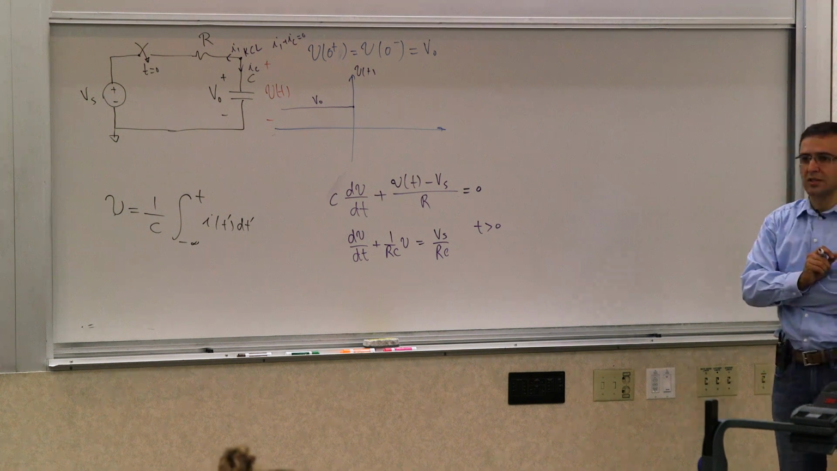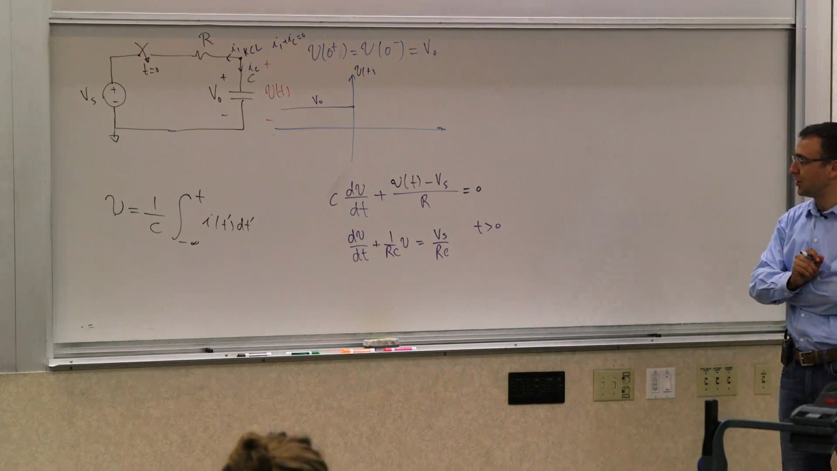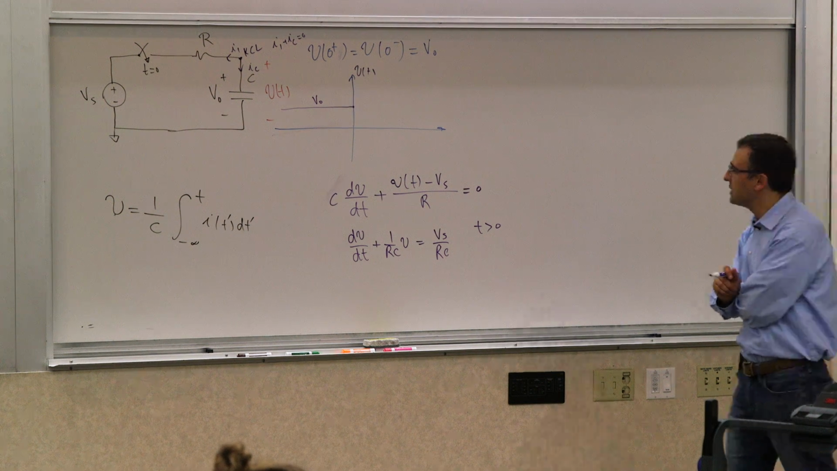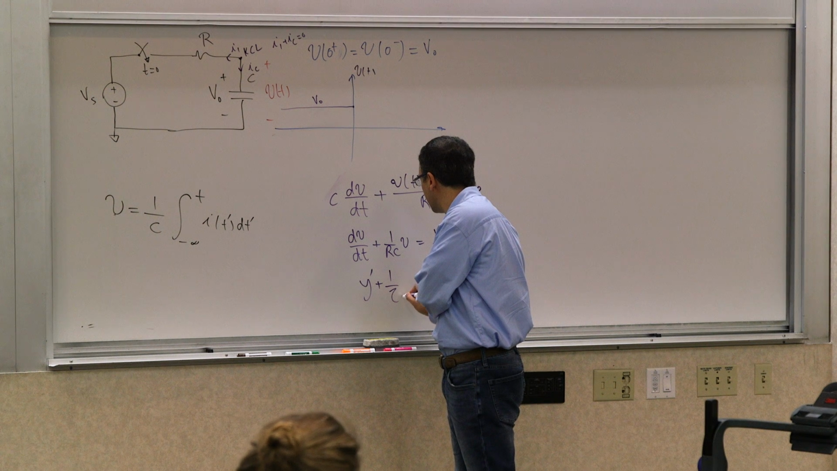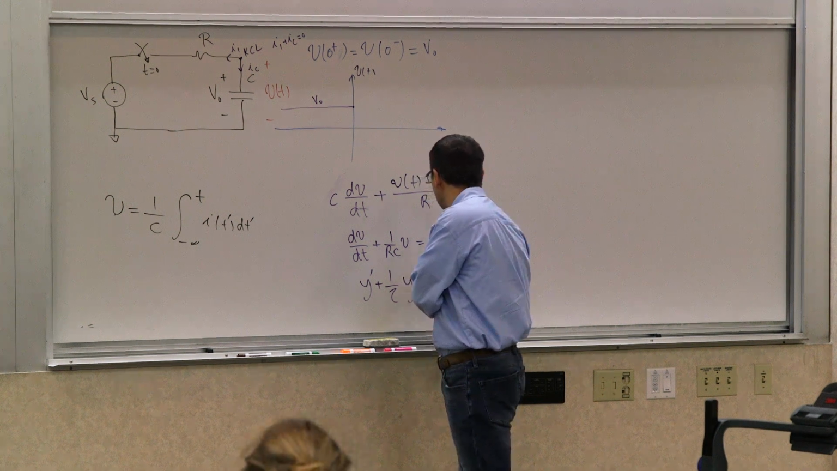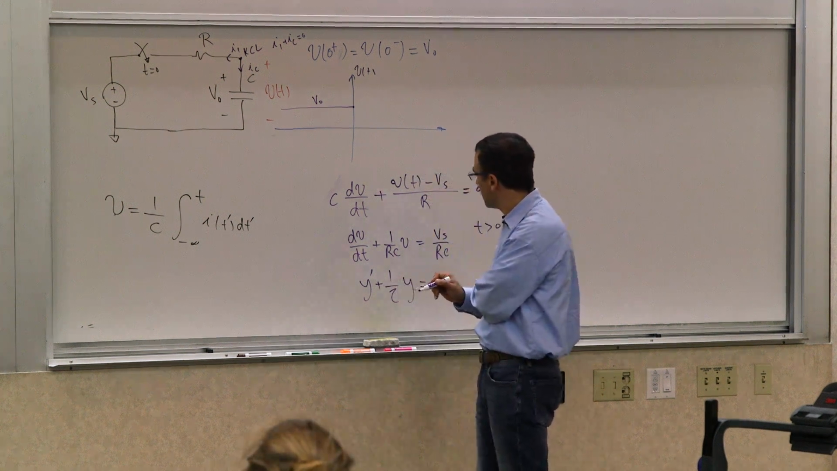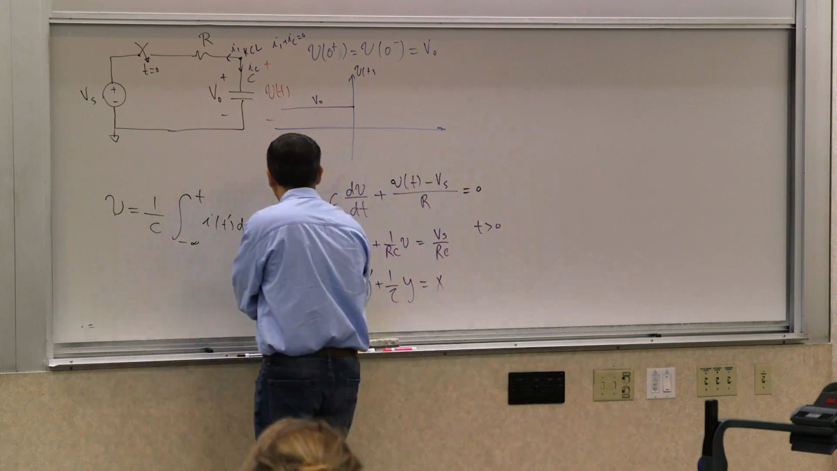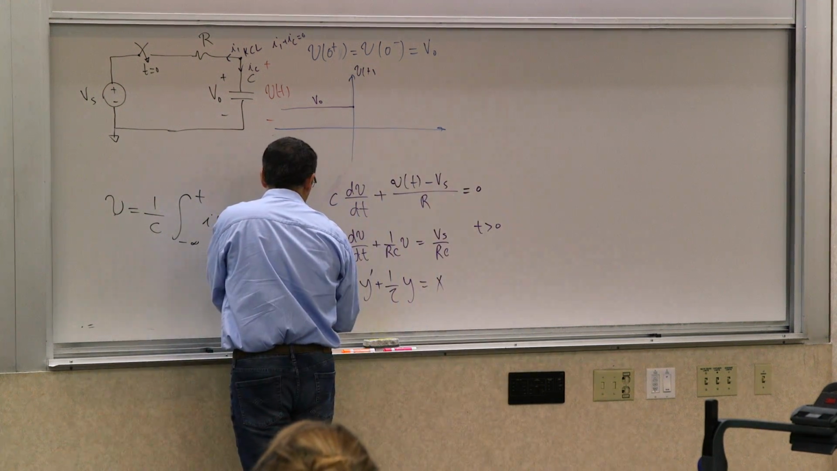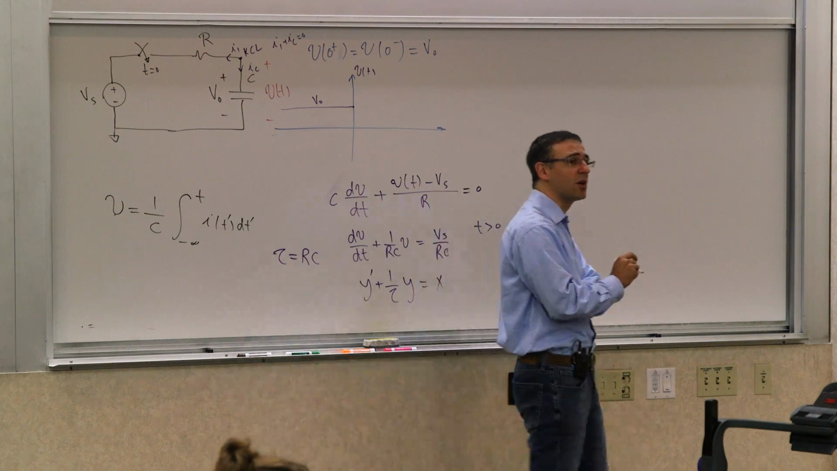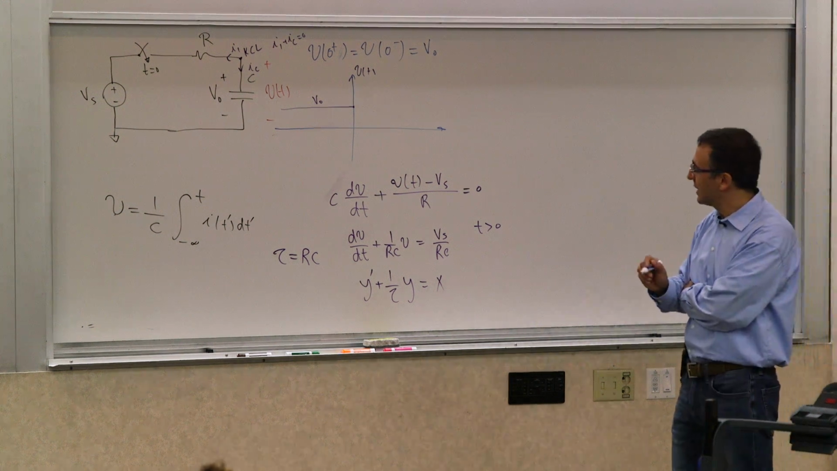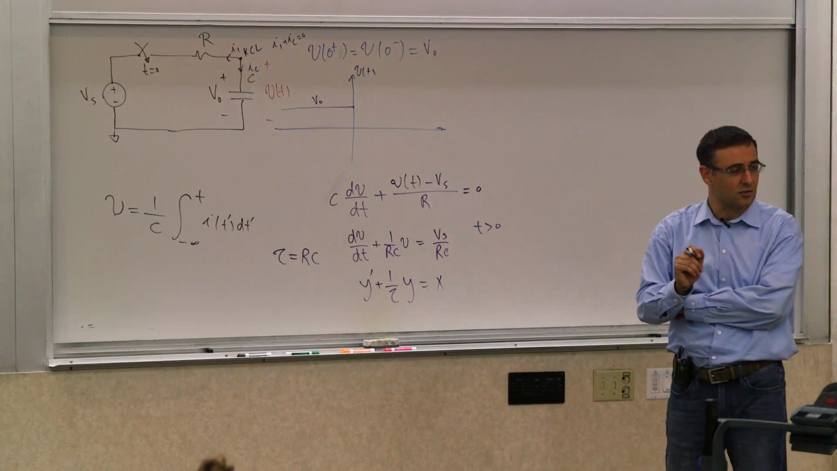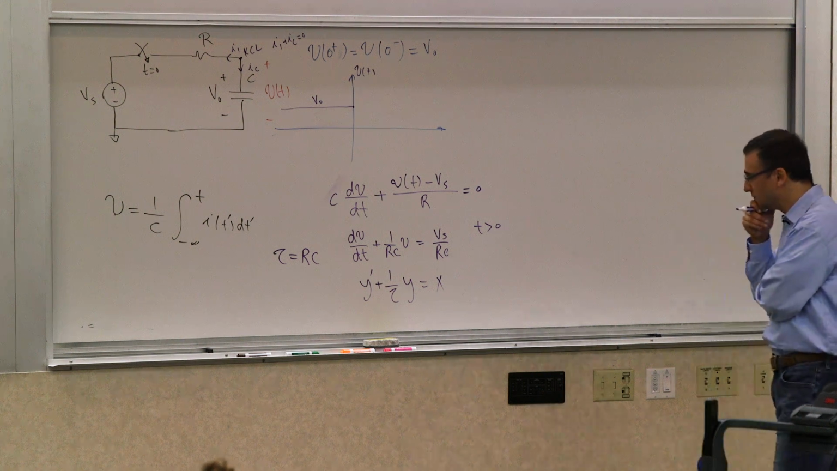So that's the equation that describes this voltage, the differential equation, which is an equation of the form y prime plus 1 over tau y equals some x. In this case, we are defining RC as tau. So tau equals RC. Now this is an important parameter. It's called a time constant, as you will see in a circuit. It has units of time, seconds, and it defines a property of the circuit. So the time constant is a very important one.